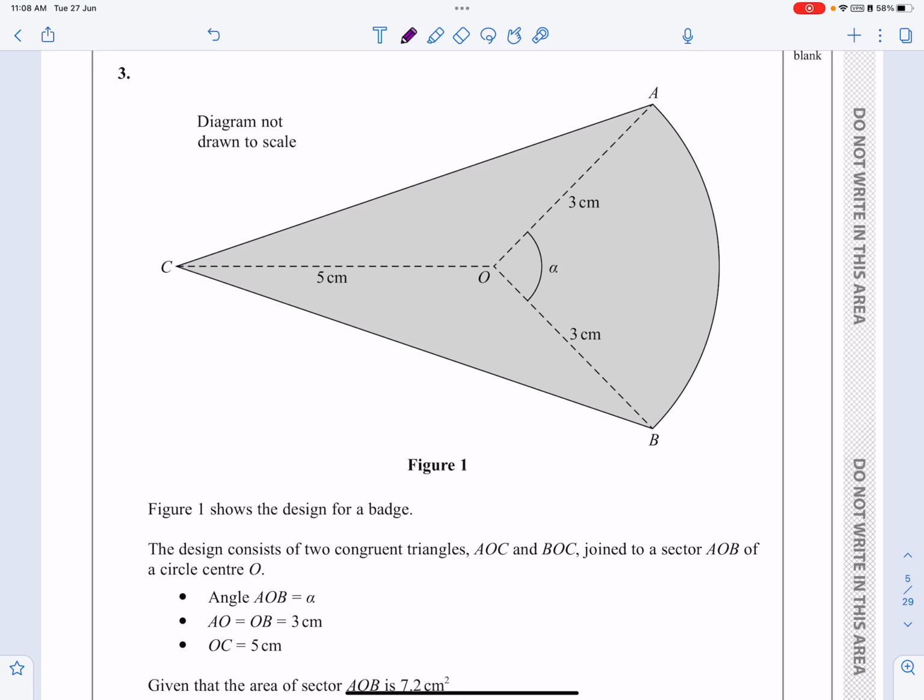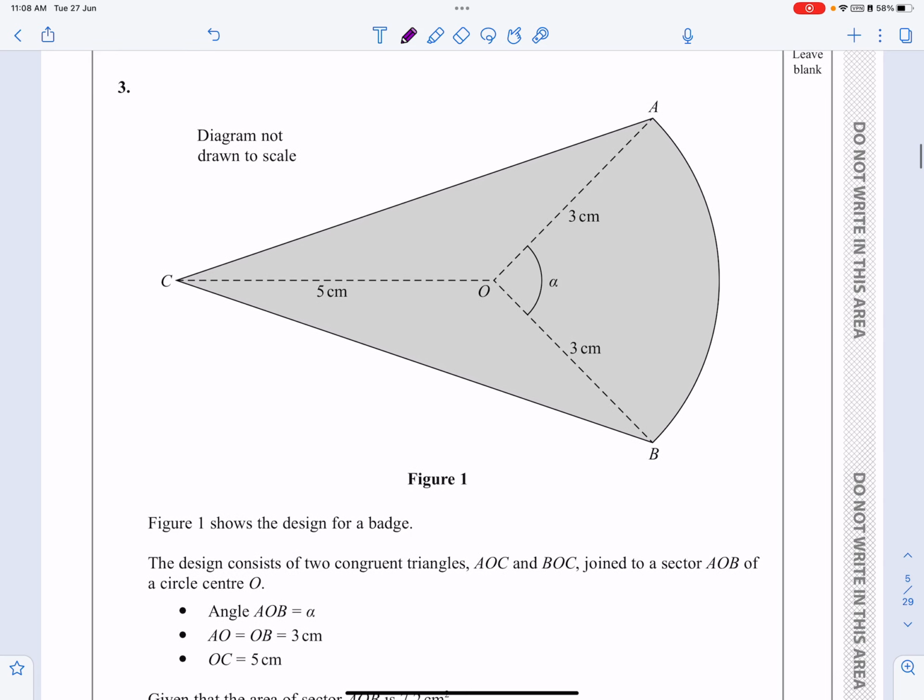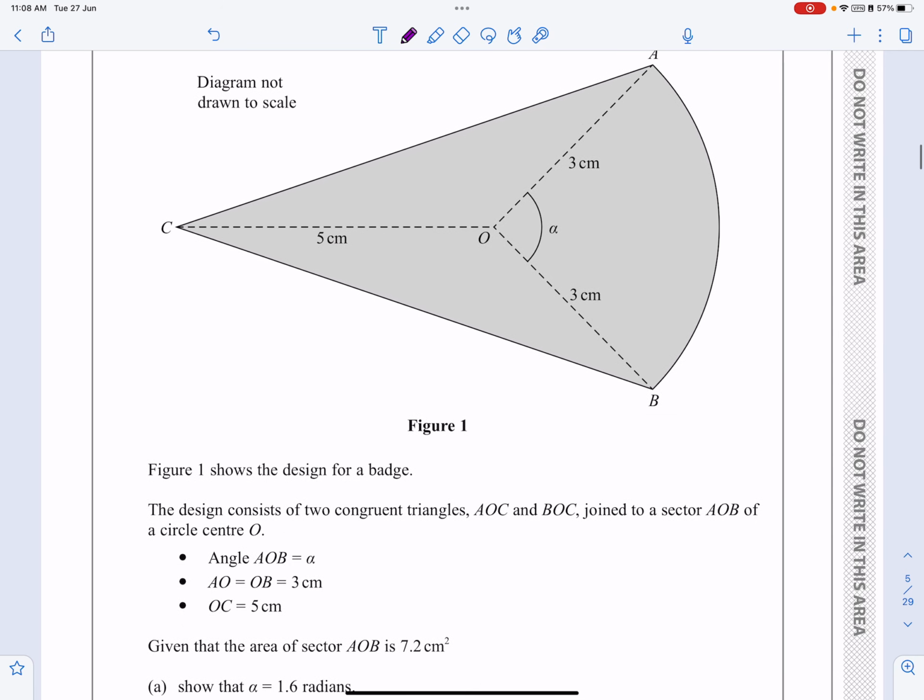Okay, this is the P1 paper from October 2020, question number 3. As you can see by looking at it, this is a radians question. We're going to be doing some work on arc length, area of sector, and there's going to be area of a triangle in there as well.